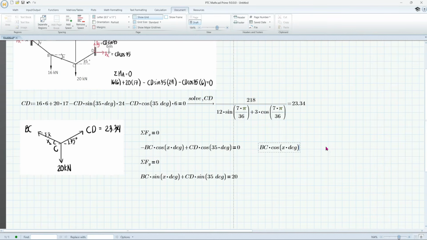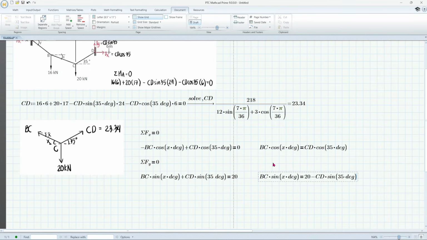Move natin yan sa right side ng equation. Then, equate natin sa CD cosine 35 degrees. By the way, yung CD, meron nang value 23.34, so this part is already a constant. Then, for the second equation, we have BC sine X degrees. Isolate natin, then equals, merong 20 dyan, then ito magiging minus na yan pag nilipat natin sa kabilang side, minus CD.